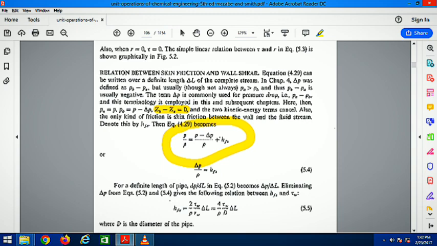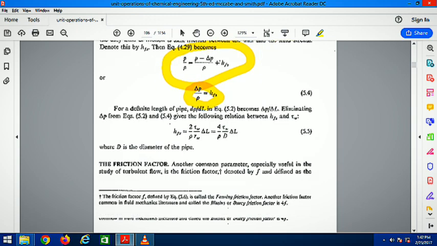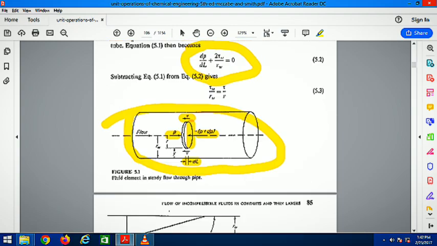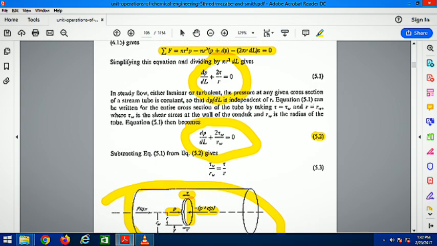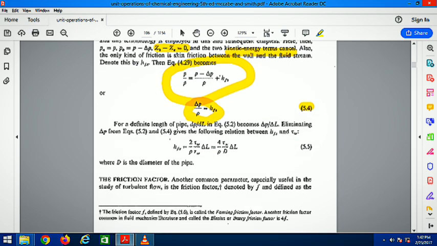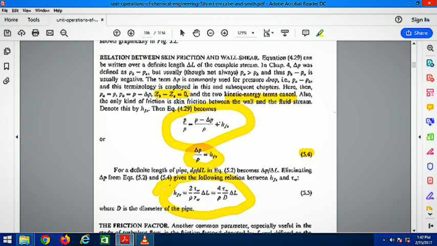Because the pipe is horizontal, we can say the change in height is 0. And we also take the two kinetic energy terms cancel out each other. So finally we have delta P upon rho is HFS. Here we use equation 5.2 and equation 5.4, and combining we get HFS.